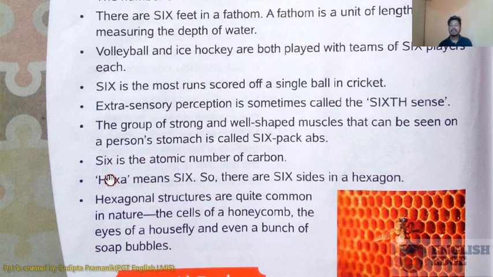Now here, 6 is the atomic number of carbon. Hexa means 6. So there are 6 sides in a hexagon. Hexagonal structures are quite common in nature: the cells of a honeycomb, the eyes of a housefly, and even a bunch of soap bubbles. So 6 is very, very important, and the number 6 is scattered in various places in our life, in nature also.